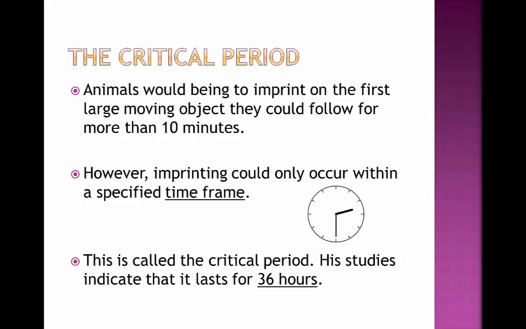So what this means is that if we have a random animal, say for example a goose, that goose, when trying to imprint on its main caregiver, would have 36 hours to do so. If it doesn't imprint within those 36 hours, then it doesn't form the attachment in the basic form of imprinting.